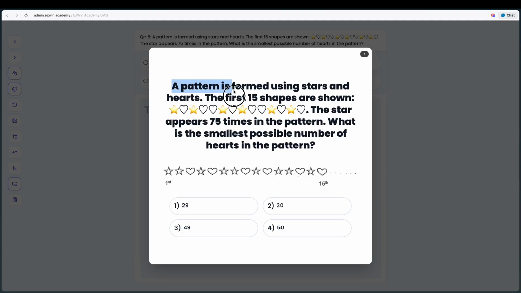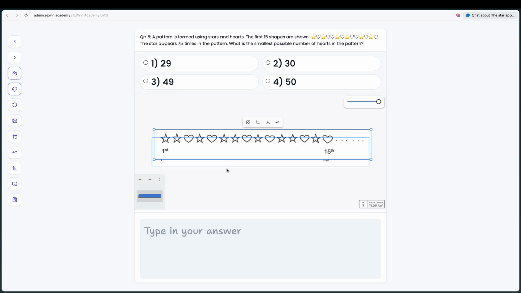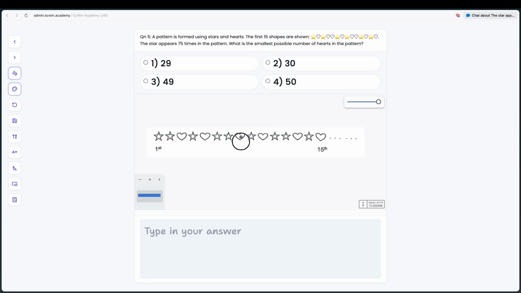Question number 5. A pattern is formed using stars and hearts. The first 15 shapes are shown in the image. The star appears 75 times in the pattern. What is the smallest possible number of hearts in the pattern? In this case, we need to find the repeating pattern, so this is a repeating pattern question.